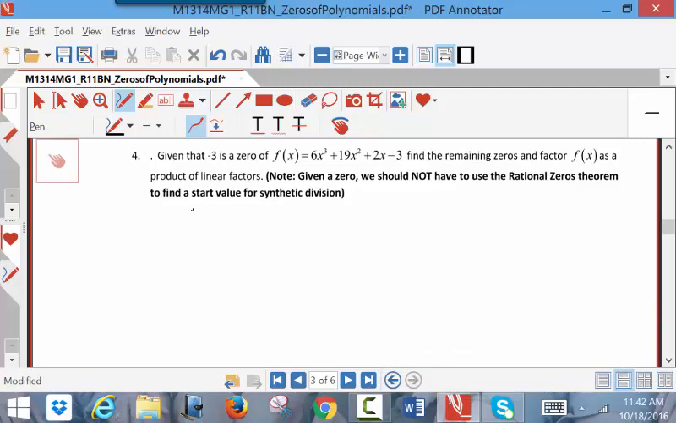Okay, so when you put negative 3 through synthetic division, this is 6x cubed, 19x squared, 2x, and a negative 3. And you bring down the 6. Multiply, add, multiply, add, multiply. That sucker better give me a remainder of 0 because they said it was a zero. Remember, in the parentheses, this is x minus the negative 3. You subtract that, and this is 6x squared plus x minus 1.